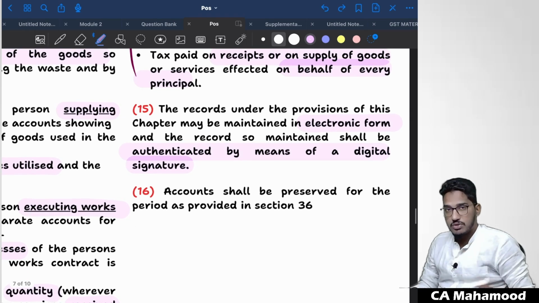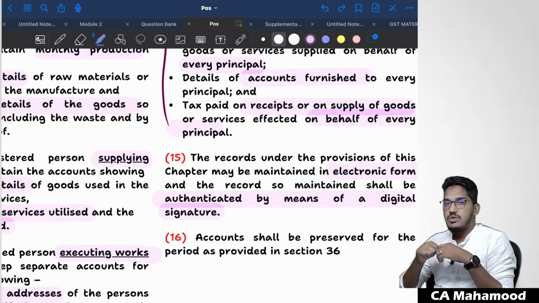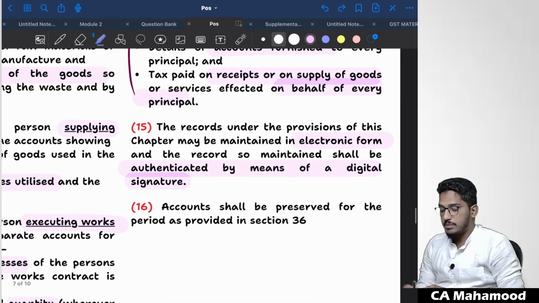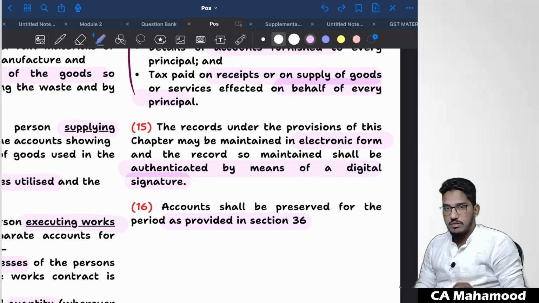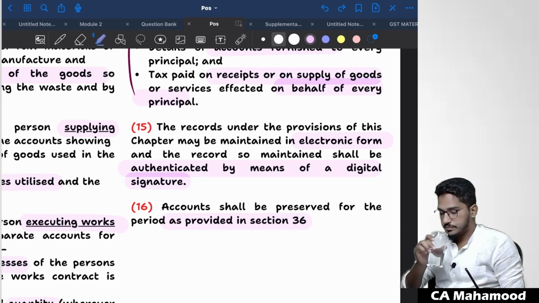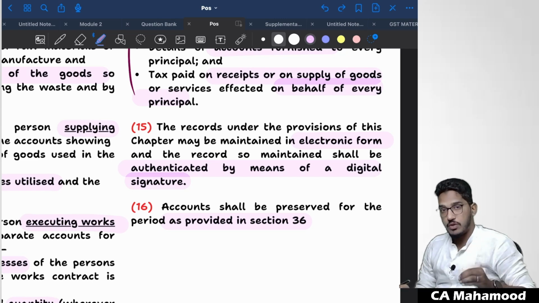And finally, whatever accounts I have maintained, I have shown you just now what accounts you are required to maintain. Whatever accounts I am maintaining, can I throw that away after 1 year? After 2 years, can I throw that away? No. You have to preserve those accounts for the period as provided in section number 36. Whatever accounts, records and documents you are maintaining, you should not throw that away. You have to preserve it.